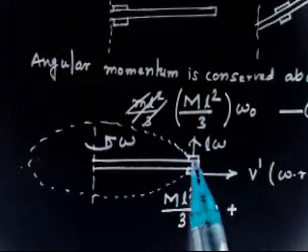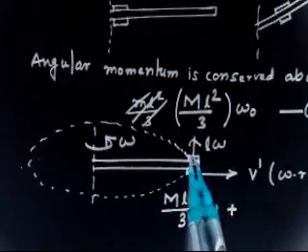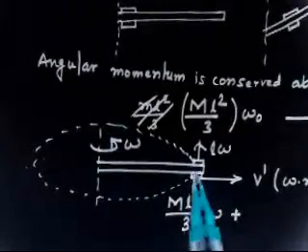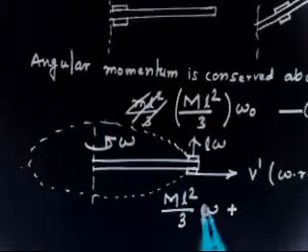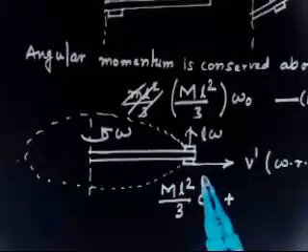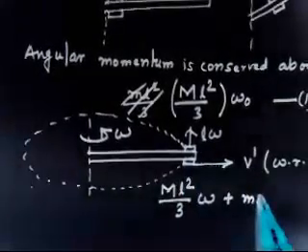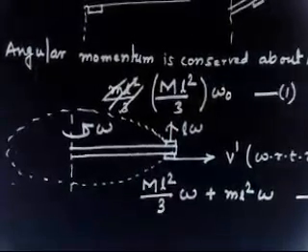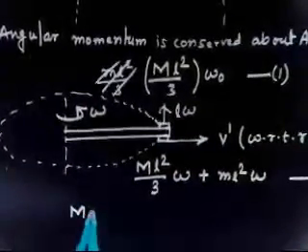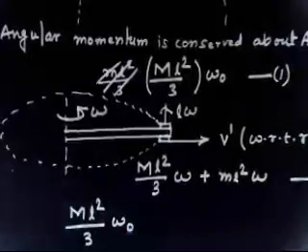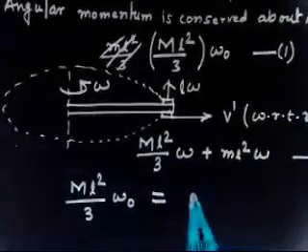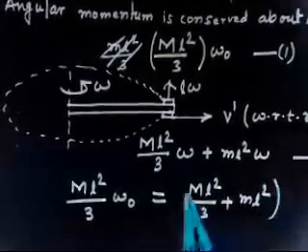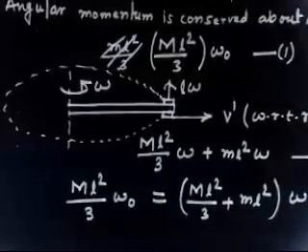So either I can think in terms of r cross mv, or even I can simply think about this axis. This sleeve is moving in a circle with angular velocity omega. In that case, I have to write angular momentum I into omega. So it will be ml square into omega. So this is the final angular momentum. So I have to equate these two angular momenta: Ml square by 3 into omega naught, that is the initial, equals the final, Ml square by 3 plus ml square into omega. So this is my equation number 3.